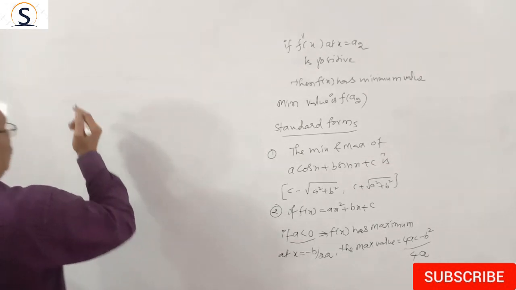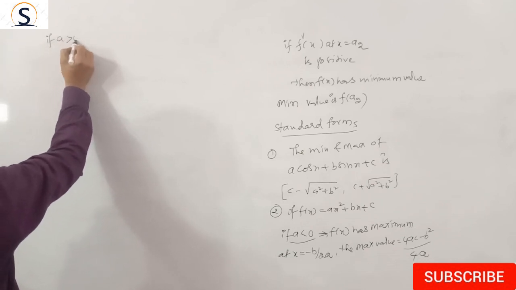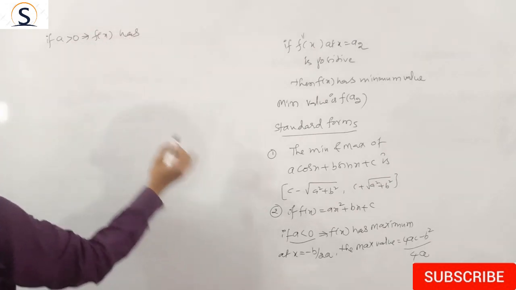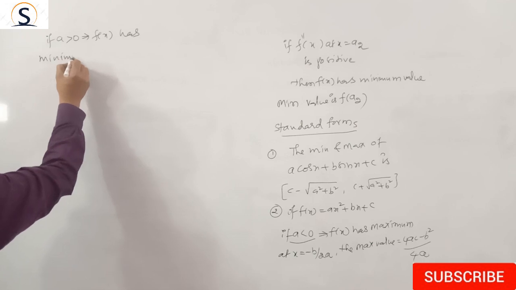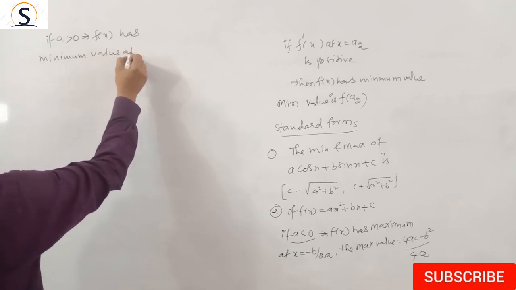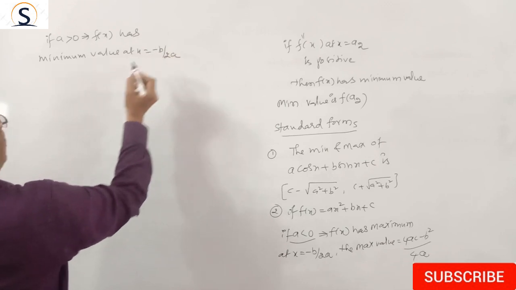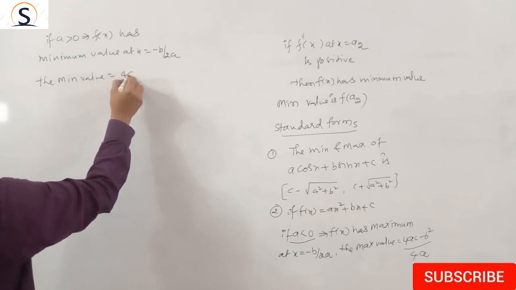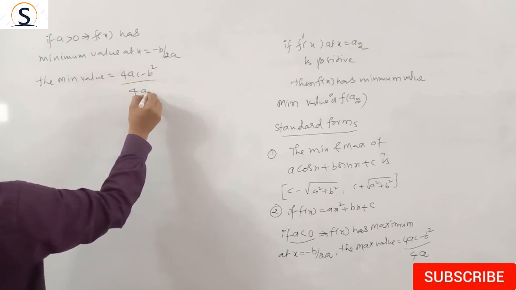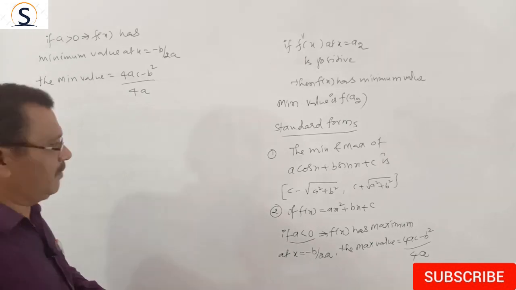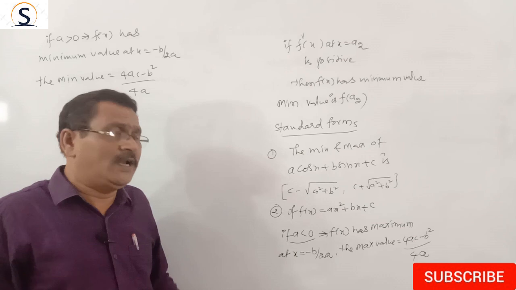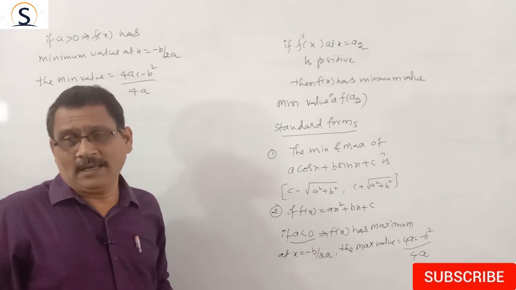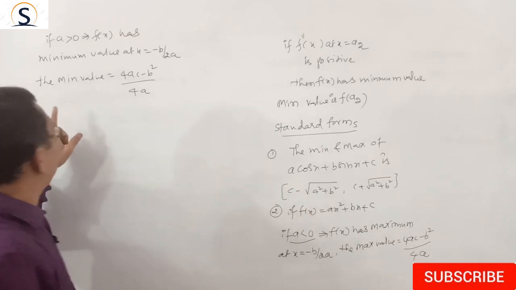If a is greater than 0, that implies f(x) has a minimum value at x is equal to minus b by 2a, and the minimum value is equal to (4ac minus b square) by 4a. The formula for maxima and minima is the same, but whether it is a maximum or a minimum depends on the sign of the x square coefficient. a less than 0 gives a maximum, a greater than 0 gives a minimum.